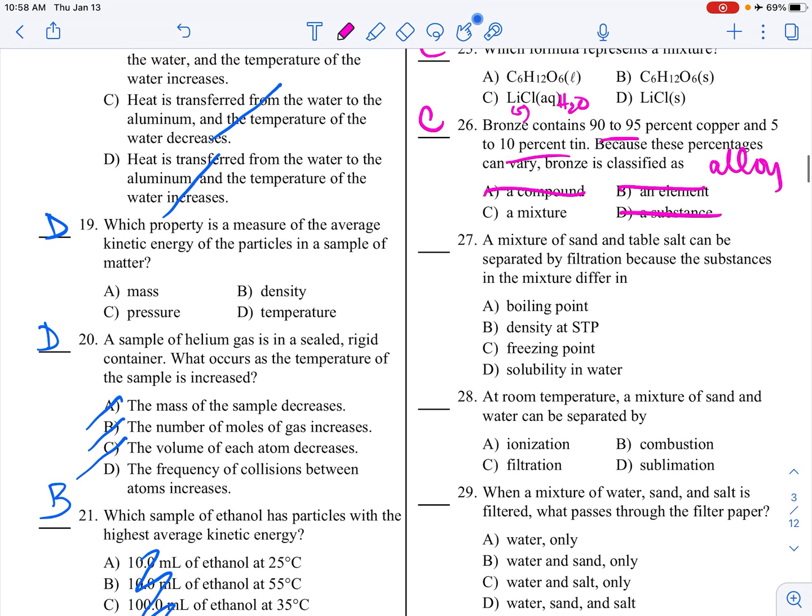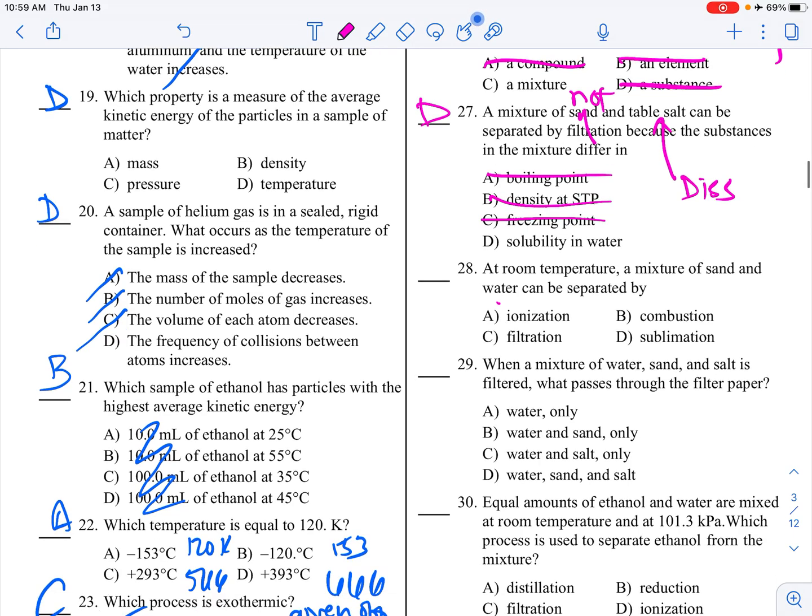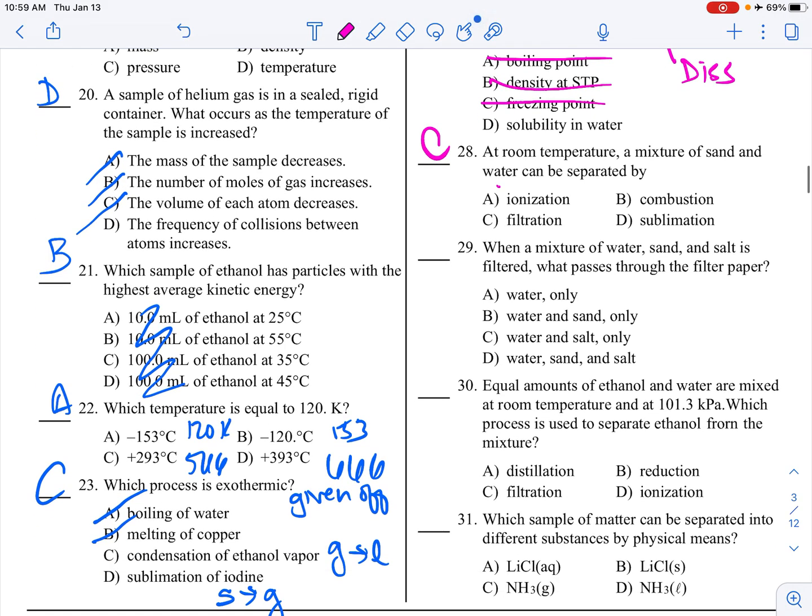A mixture of sand and table salt can be separated by filtration because they differ in boiling point, no. Density, no. Freezing point, no. Solubility in water, yes, because who will dissolve in water, sand or table salt? Salt will dissolve. Sand will not, which means when they go through the filter, salt will be in the water transferring through, the sand will be left. Number 28, at room temperature, sand and salt can be separated by filtration because they have different solubilities.